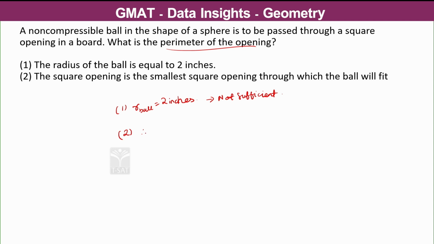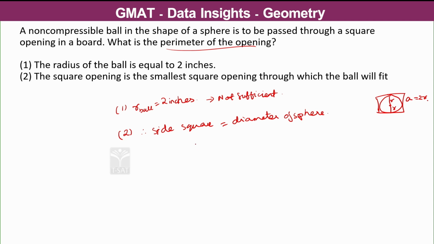Now we can definitely say that the side of the square will be equal to the diameter of the sphere, because it is the smallest possible opening through which the ball will fit. For the ball to fit through the square, it will have to sit like this, where if you draw a diameter, that is r and r, it will be exactly equal to the side of the square. A will be equal to 2r. It will have to satisfy this requirement. Side of the square is equal to diameter of the sphere.